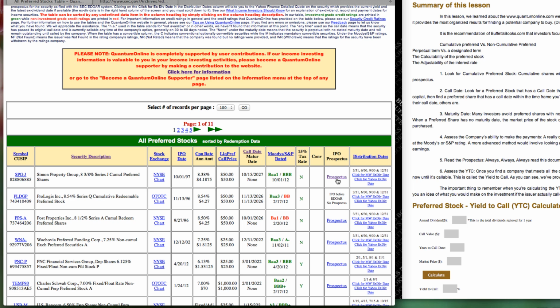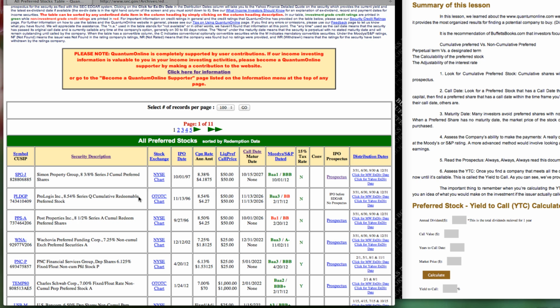Okay, so let's go ahead and talk about our second lesson objective, which is where can you find the essential information, and really what is the essential information? So we're just going to go step by step here. The first thing that I really look for, and this is something you're going to have to make a determination for yourself, is I want something that's a cumulative preferred stock.